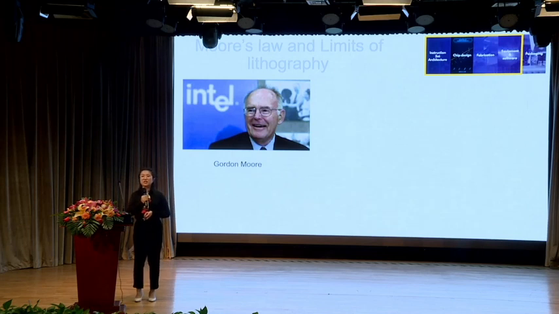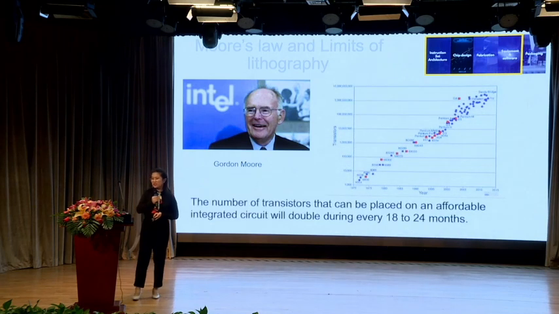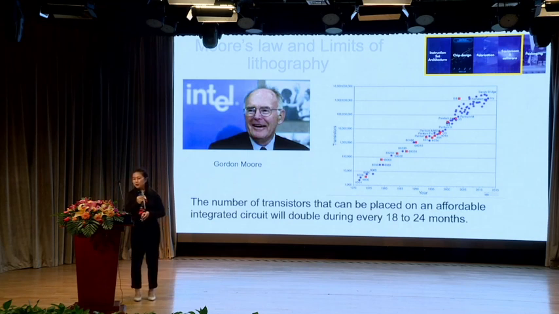Gordon Moore, one of the founders of Intel, predicted that the number of transistors that can be placed on an affordable integrated circuit will double every 18 to 24 months, and the price will reduce to half. It fit well in the past 40 years, but now the line width has advanced to 3 to 5 nanometers. The chemical and physical properties have changed, and the error rate will increase greatly. So the lithography technique will reach its limit soon.